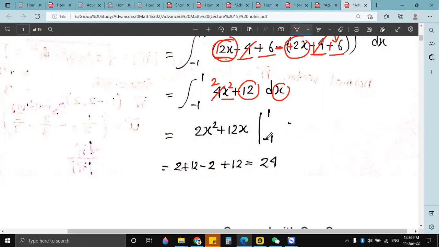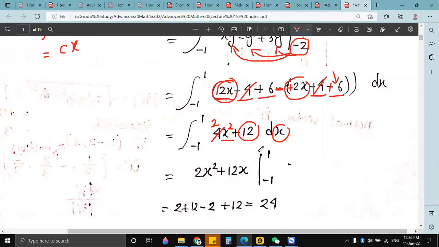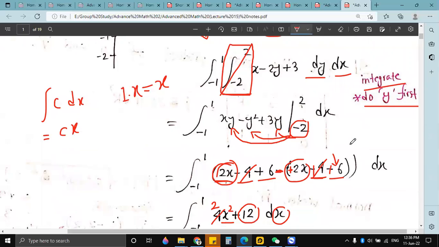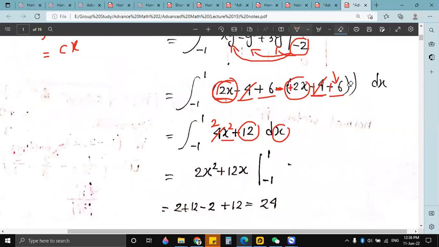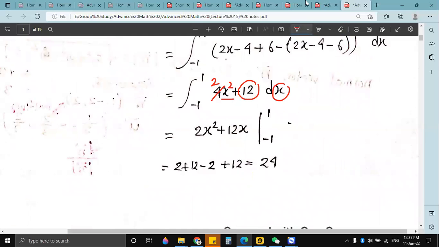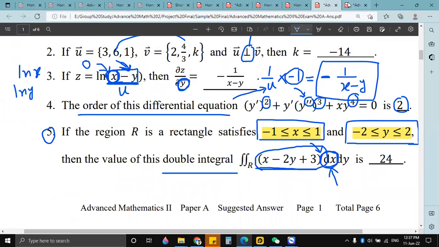Why do we have to put the dy first? Because dy is inside. We have to do inside first. But in the paper, it is dx, dy. Oh, if we somehow have dx inside, then we integrate dx first. But the answer will be the same. Okay, it doesn't matter, right? Yeah, it doesn't matter. Okay, I see, I get it.